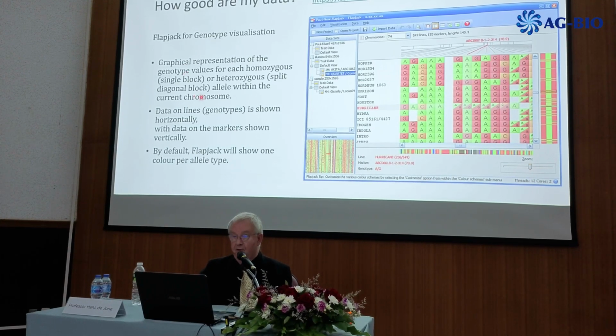So it is a graphical representation of the genotype values for each chromosome, for each homozygous or heterozygous allele within the current chromosome. The data are shown horizontally, and the data for the markers are shown vertically. By default, Flapjack will show you one color per allele type. That's a different situation. Not talking about an altered data point.